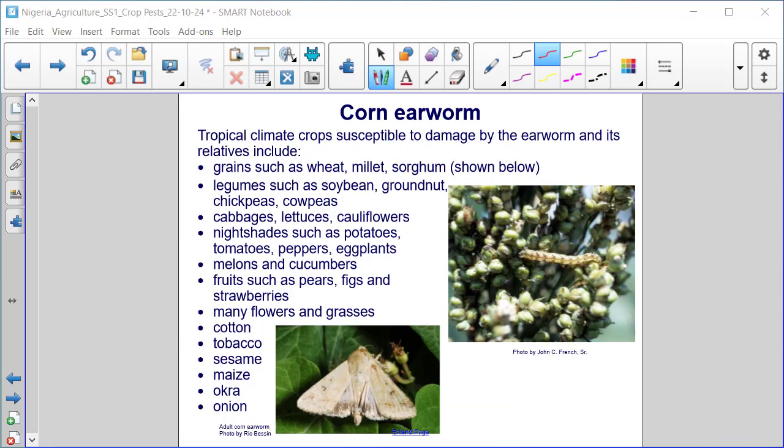Tropical climate crops susceptible to damage by the earworm and its relatives include grains such as wheat, millet, and sorghum, shown below, legumes such as soybean, groundnut, chickpeas, and cowpeas, cabbages, lettuces, cauliflowers, nightshades such as potatoes, tomatoes, peppers, eggplants, melons and cucumbers, fruit such as pears, figs, and strawberries, many flowers and grasses, cotton, tobacco, sesame, maize, okra, onion.